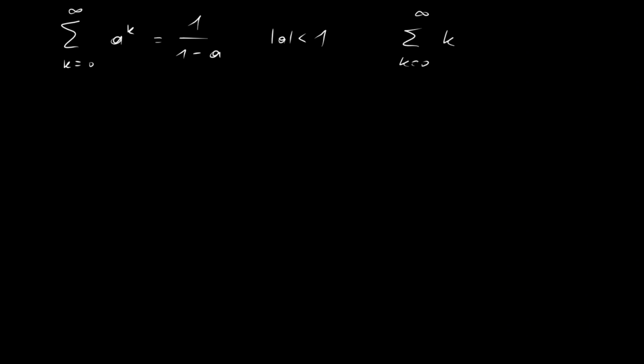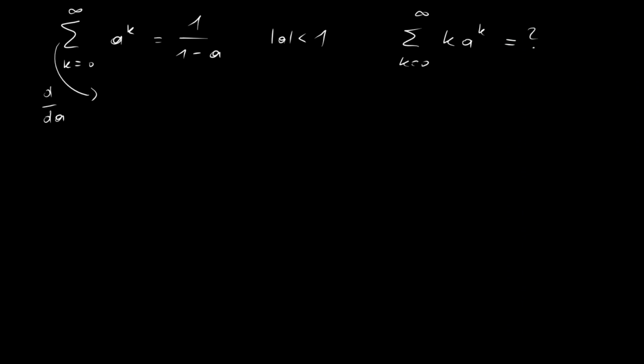It's the sum of k times a to the k from k equals 0 to infinity. And of course you can just look up this value, but I found it very interesting to derive it from the geometric series, and it's actually not too hard. So what we do is we take this equation and we just differentiate by a.